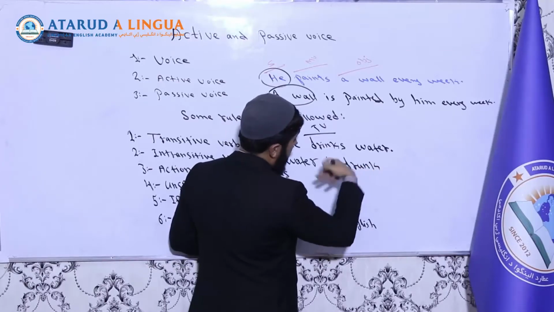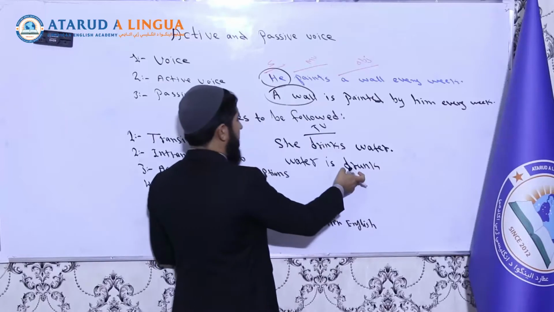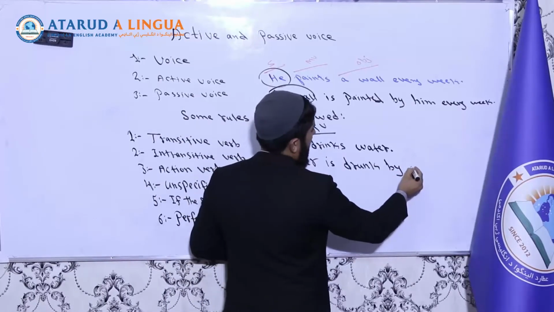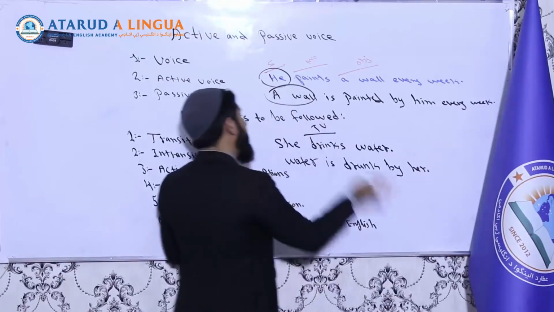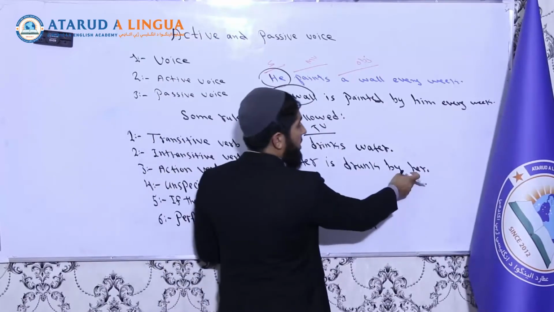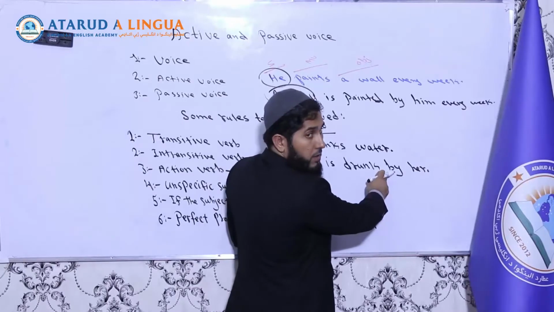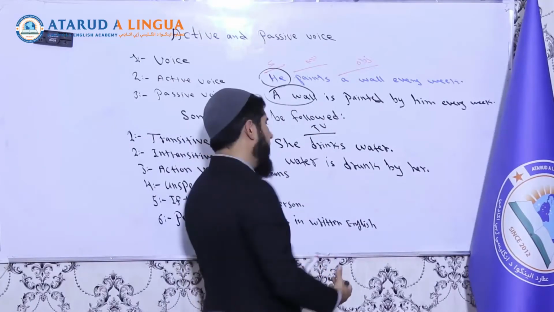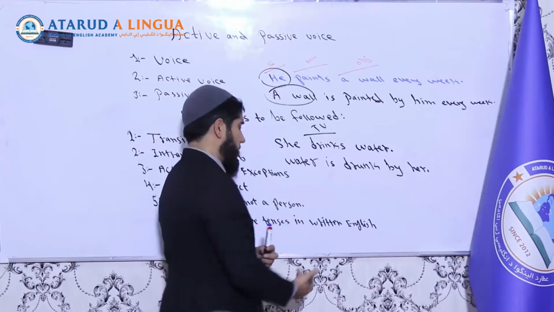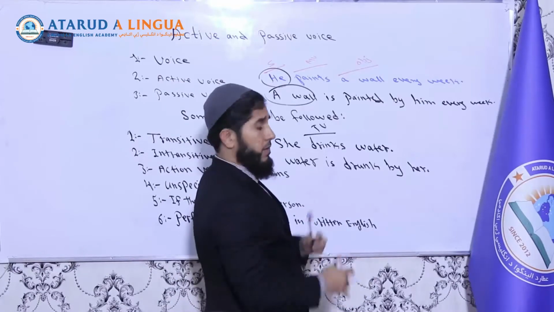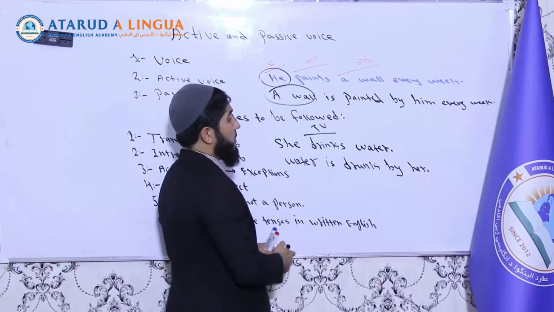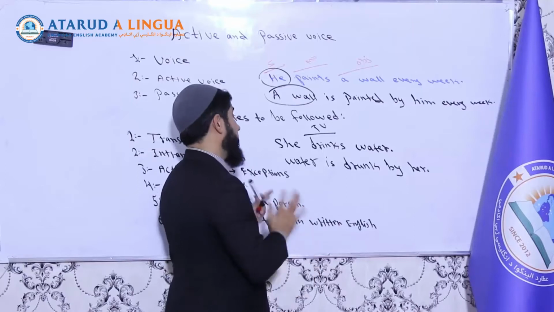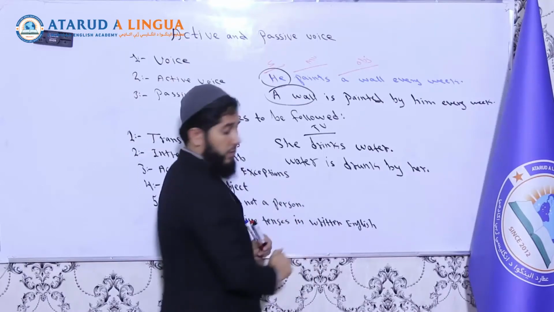changed to the third form, or past participle. And the subject becomes the object of the preposition, so by her. The subject of the active sentence becomes the object of the preposition by. This preposition is very common in passive voice sentences, okay? However, there are some other prepositions which can be used in passive sentences too. But we're going to talk about those prepositions later. So, water is drunk by her. She drinks water, water is drunk by her.